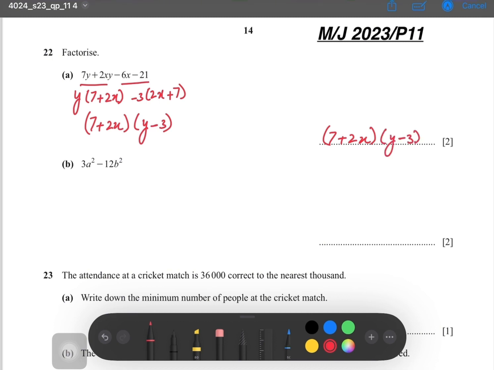Come to the part B. So I can take 3 as a common. Factor is a square minus b square. Now I'm going to use the third identity of the algebraic expression. So it will be 3 into a plus b into a minus b. The final answer is 3 into a plus b into a minus b.